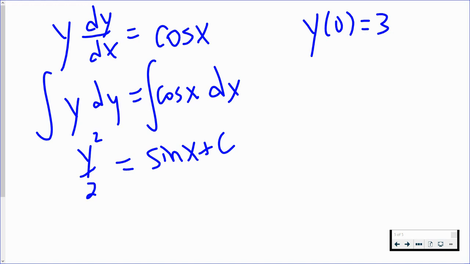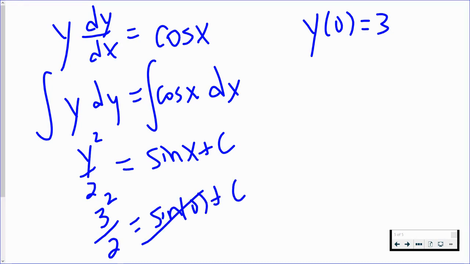Okay, let's plug in our initial condition. 3 squared over 2 equals sine of 0 plus c. Well, sine of 0 is 0. That's gone. 3 squared over 2 is 9 over 2. So that's our c value. So we now know that c is 9 over 2.